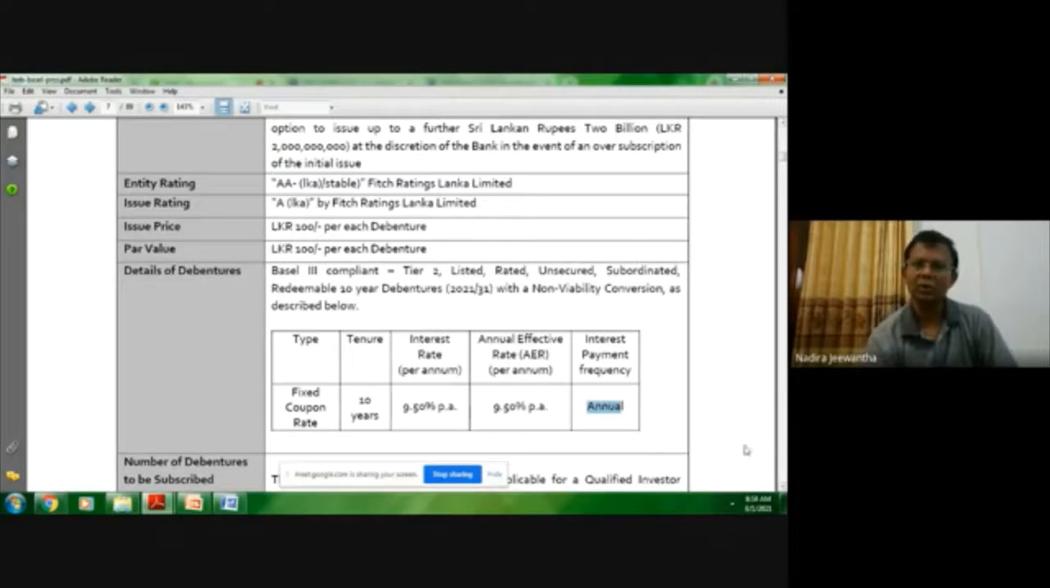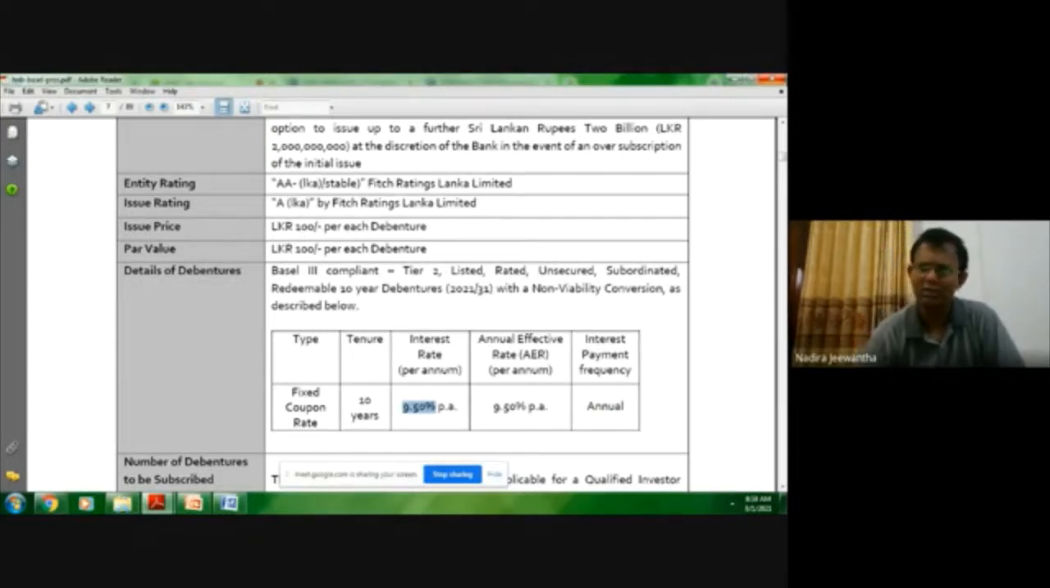HNB is going to issue a 10-year debenture. Now I'm just looking at the rate. I know that I made an investment 3 years ago. The rate they indicate is 15%. They have increased the rate, they mention 15%. 3 years ago, HNB issued at 9.50%. Now, is there any problem for HNB to issue at 15%?